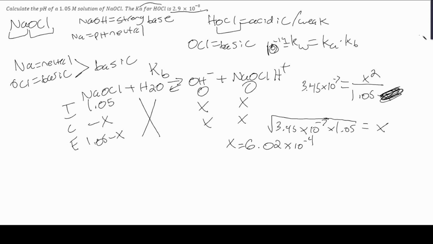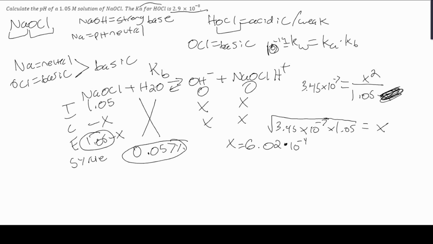I should fix this up a bit. 10 to the negative, sorry about that, 10 to the negative 4. So to confirm this, we'll use the 5% rule. If we do this and divide it by 1.05, and then multiply it by 100, we get a percentage of 0.057. That is way below 5%. So we can assume this. We can assume that x is small, and that this is going to be our x value.